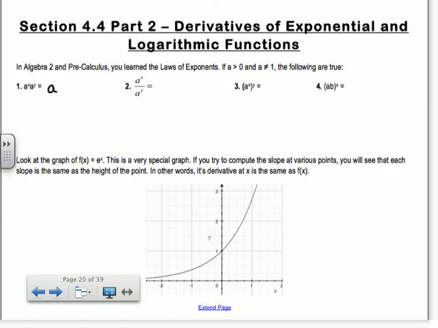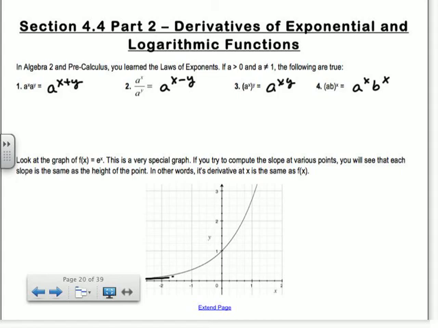If I have a to the x times a to the y, it's a to the x plus y. You add the exponents. The next one is a to the x minus y. A to the x quantity raised to the y is a to the x times y. And then a times b, all raised to the x, is a to the x, b to the x.